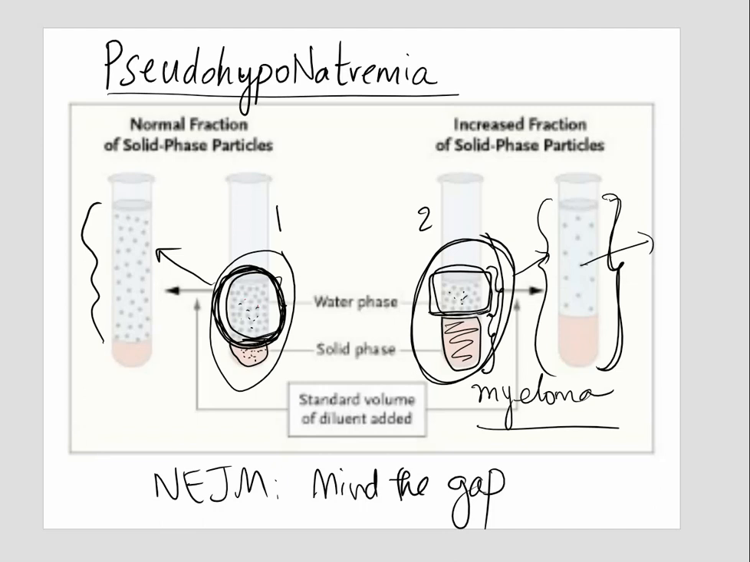The way to get around it is just to order something called whole blood electrolytes, whole blood lytes, which will directly measure the concentration and avoid the dilution component, which is what leads to the problem in the first place, causing this phenomenon of pseudohyponatremia.